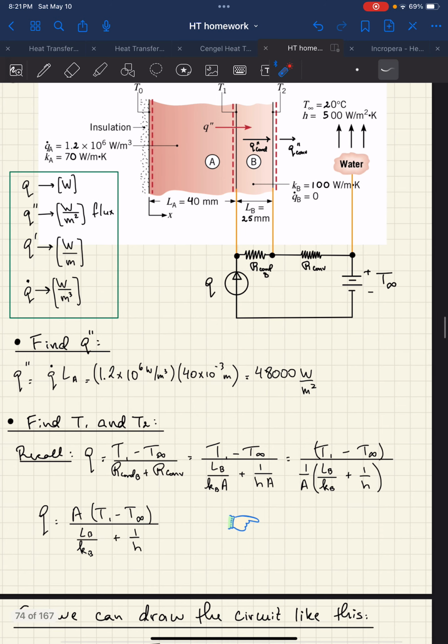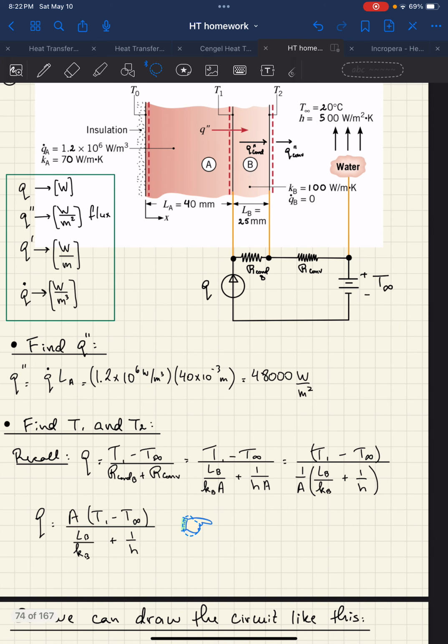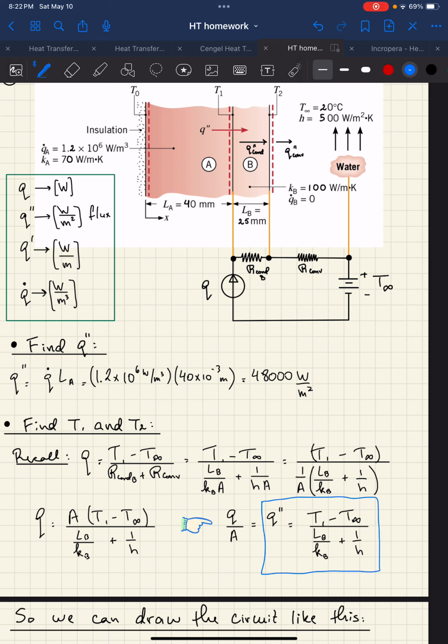Now, what if I just divide both sides by area? Divide by area. This goes away, and what do I have over here? I have flux. Exactly what I'm looking for. So basically, Q over A is Q double prime, equal to T1 minus T infinity over L subscript B over KB plus 1 over H. And this is the equation that's going to help me solve this problem.